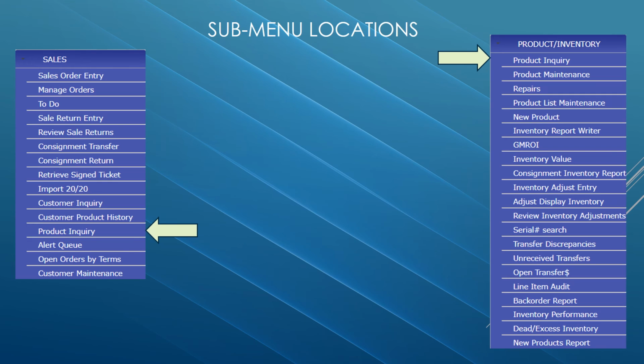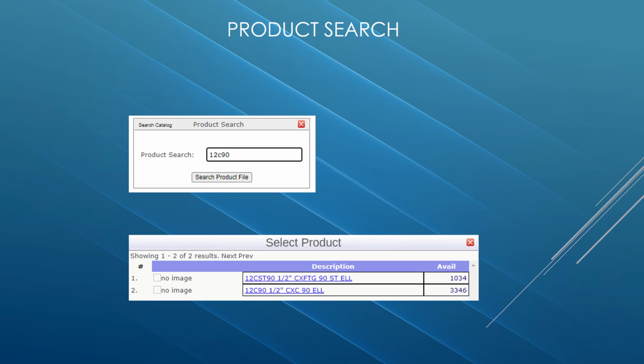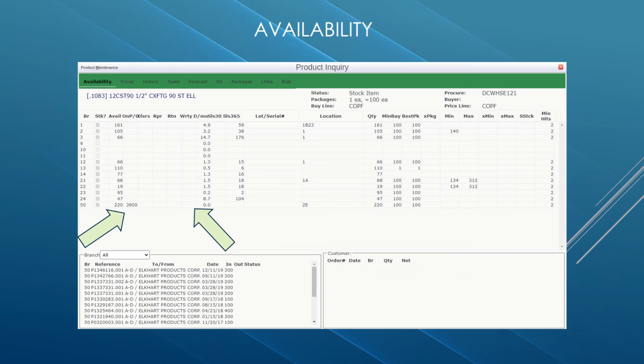Product Inquiry can be found on either the Sales submenu or Product and Inventory. As always, the more you type in, the more specific the return results. Use product keywords if you know them. Most of these fields we covered in product maintenance. The most important numbers here are the on-hand availability.